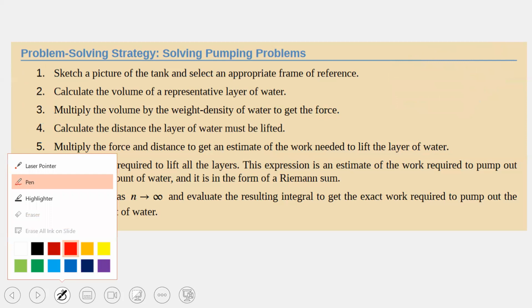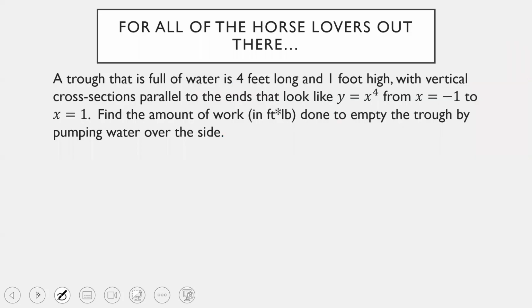All right, so let's look at an example. We're going to go through most of those steps that were on the previous slide. So we're given a trough that is full of water, that is 4 feet long and 1 foot high. It's an important piece of information there. And then the vertical cross sections parallel to the ends look like the function y equals x to the fourth over x equals -1 to +1. And we need to find the amount of work, in these odd units, which are foot-pounds, done to empty the trough by pumping water over the side.